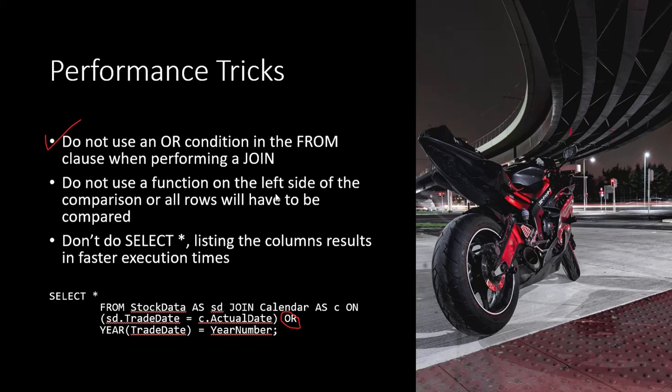Second, don't use a function on the left side of the comparison. So where we did year here, that's easy to write and it's fast to write, but it's slow in executing because it needs to make that comparison then for every row. Also, don't do a select star. Instead, list the columns for faster execution times.